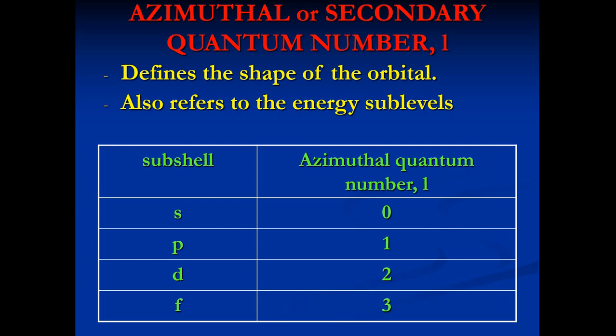So therefore, if you have L equals to 0, it means that you have s. If your L equals to 1, it means that you have p orbital. And if your L is equal to 2, you have what we call d orbital. And for L equals to 3, you have f orbital. So you have to put this at the back of your mind. It is very, very important to identify orbitals based on the azimuthal quantum number.